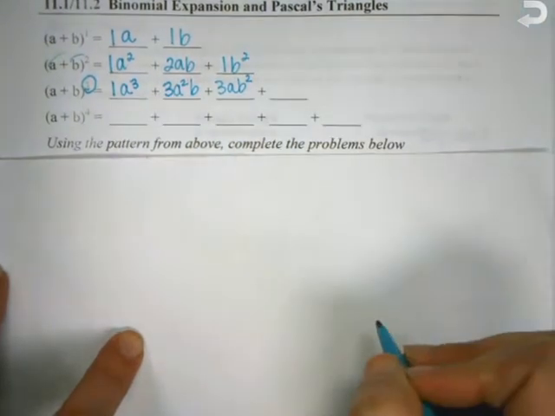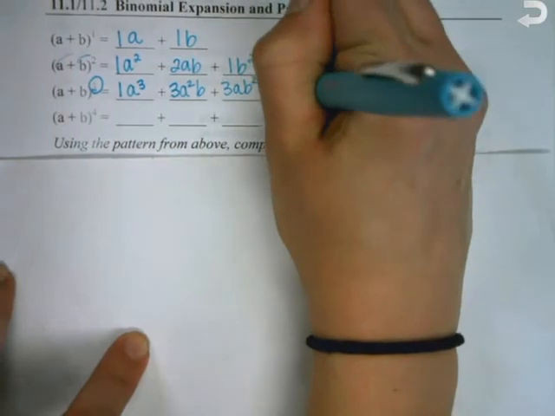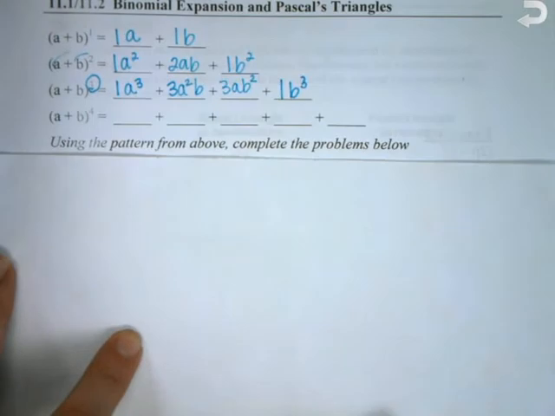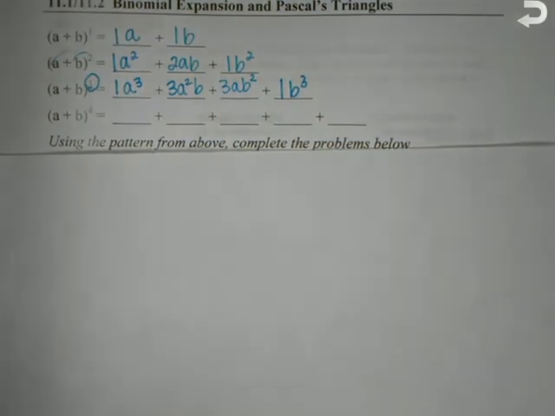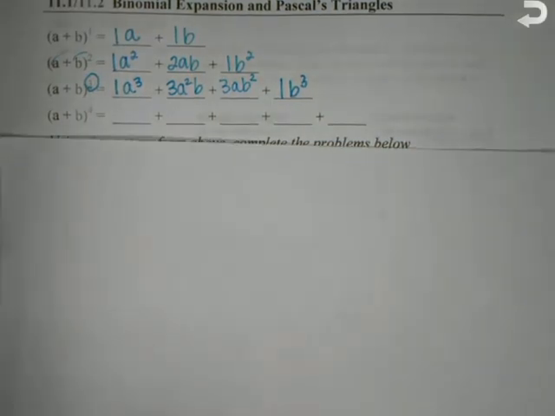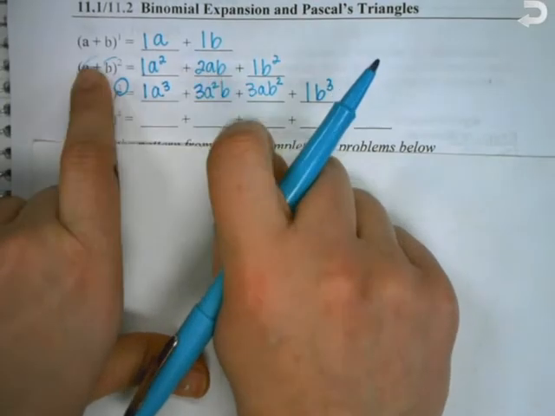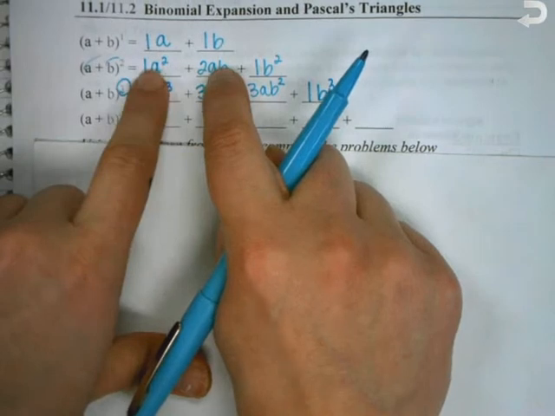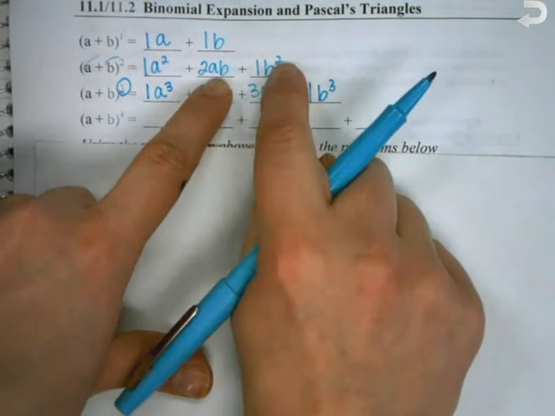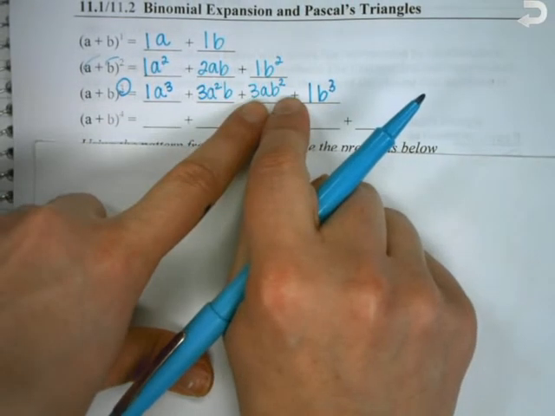Do you guys see any patterns so far? Yes. What? You're just adding the first one to the second. We're just adding them together, right? What's 1 plus 1? 2. What is 2 plus 1? 3. And 2 plus 1? 3. 2 plus 1 again. Okay, so what do you think a plus b to the fourth is?